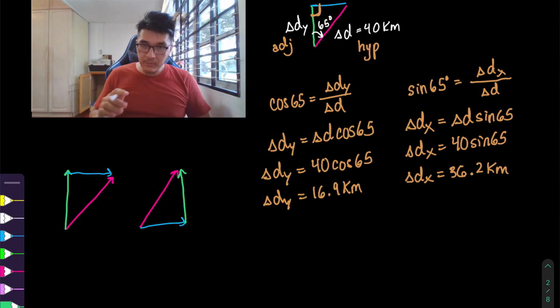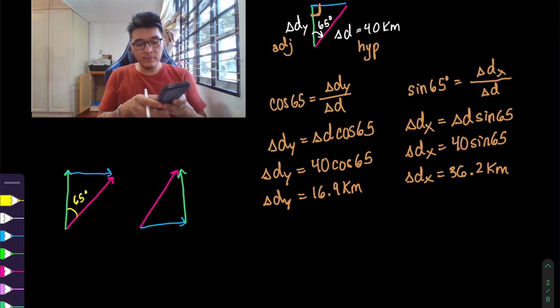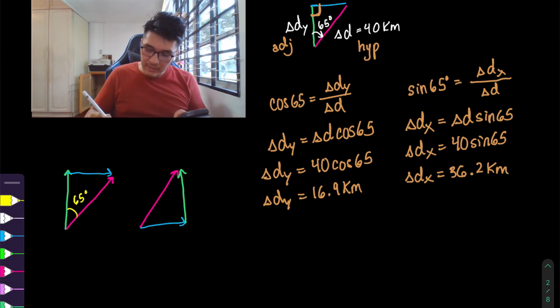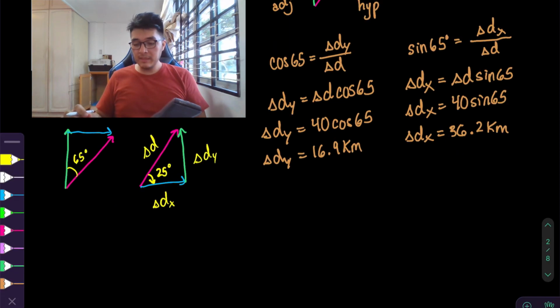And this means that we have two triangles, but they're really identical in this case. So if this one here was 65 degrees, and that was closest to the y-axis, all we have to do is subtract it from 90 to get the related angle. So this is 25 degrees. This is delta dx, delta dy, delta d. Now what I'm trying to show you is that if we use the angle closest to the x-axis, we're going to get the same value for the x and the y component.